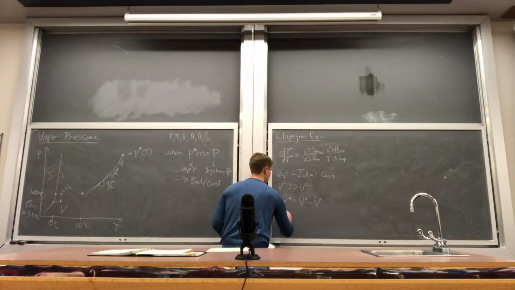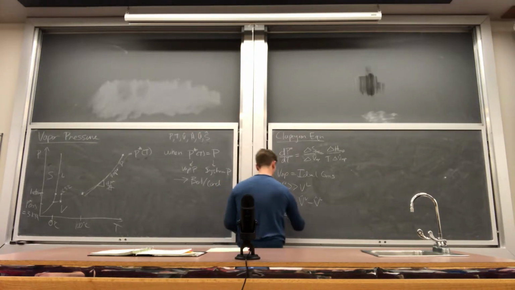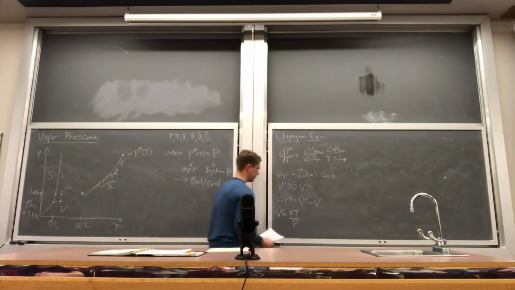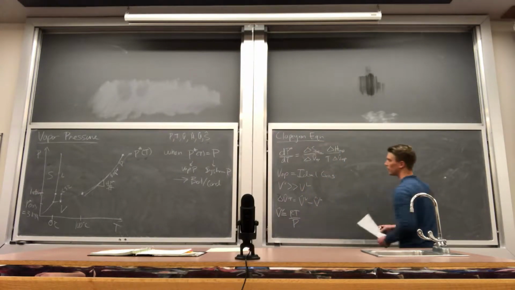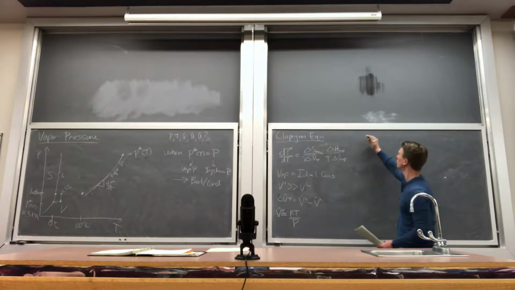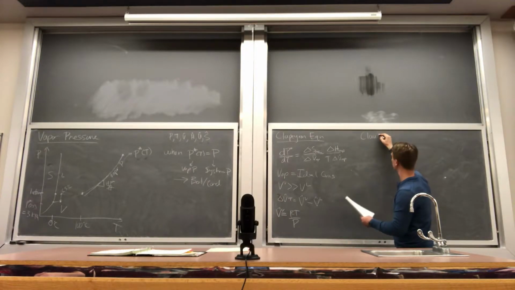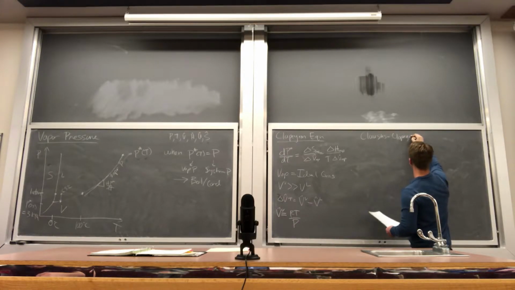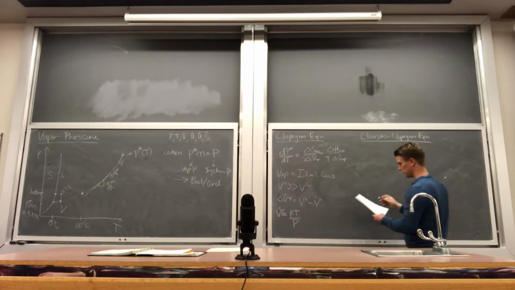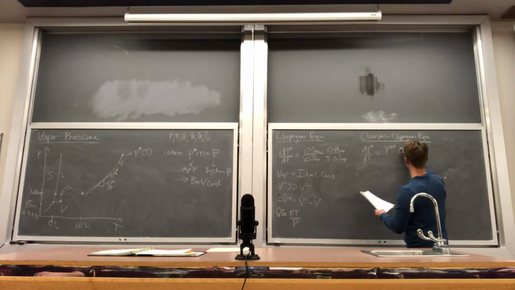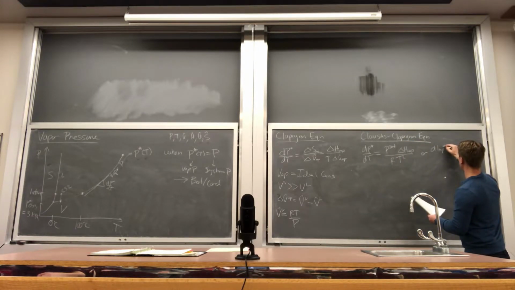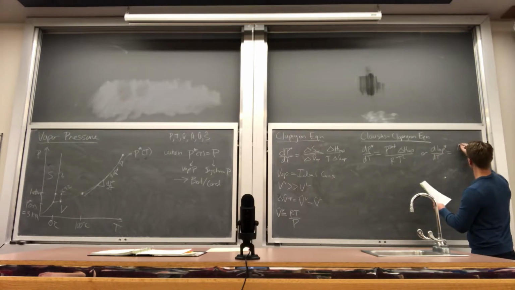And if we assume ideal gas behavior, the specific volume of the vapor equals RT over P. So if we substitute this expression into this equation here, we derive what is called the Clausius-Clapeyron equation.